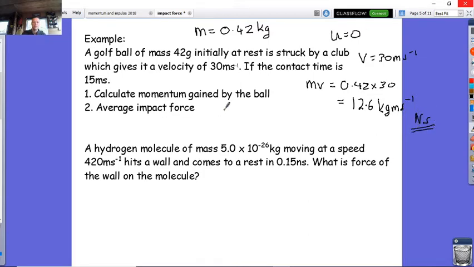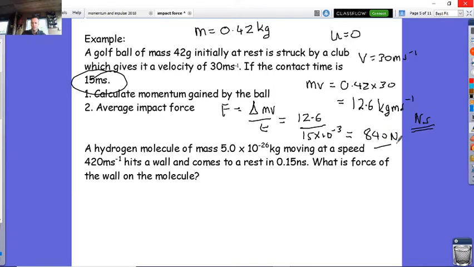To work out the average impact force, you then use F equals delta mv over t, and therefore we take our momentum divided by the time, and the time is going to be 15 times 10 to the minus 3, because it's 15 milliseconds. And then we get hold of a value of 840 newtons.